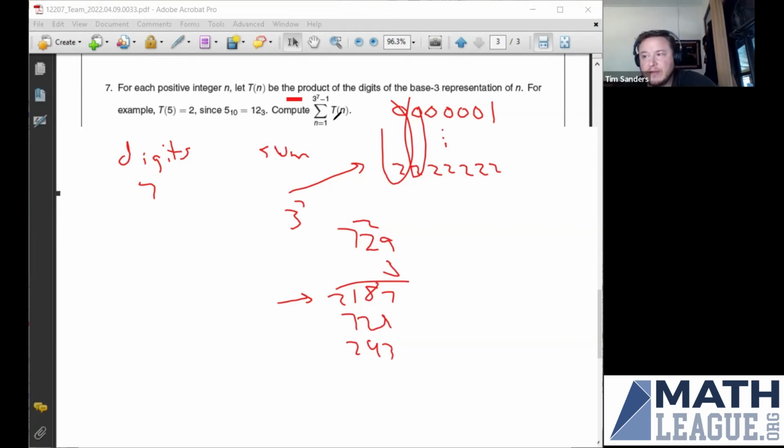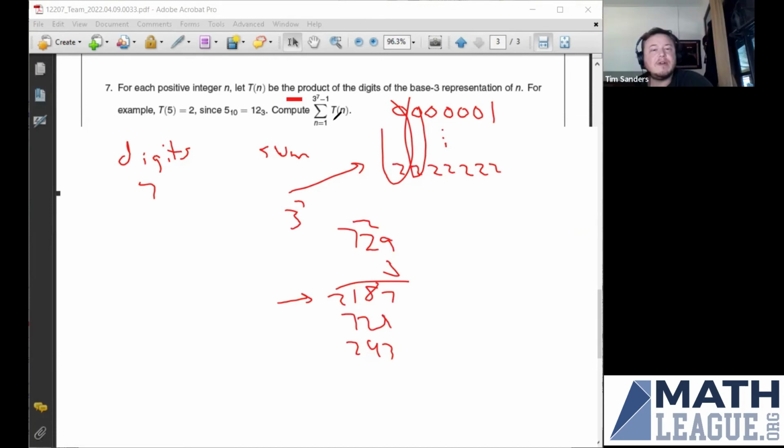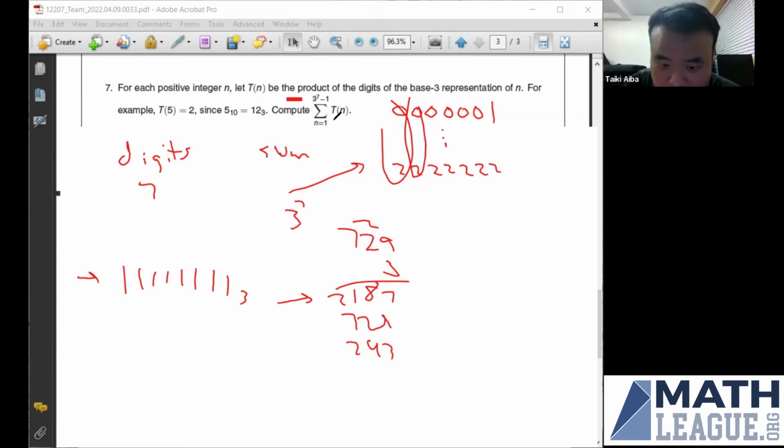down. Yeah. So in other words, I need to add 2187, which is 3 to the 7th, plus 729, 3 to the 6, 5, 4, 3, 2, 1, and 0. I need this number. That should be our answer, correct? Probably.